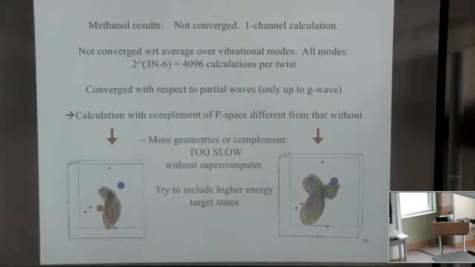So that's unfortunate. It is indeed converged with respect to partial waves, only at the G wave. That's kind of surprising that I only had to do that. So in the future, because I can do P-space without a supercomputer, I probably want to add a couple more target states such that I hopefully get closer to this result with the complement.